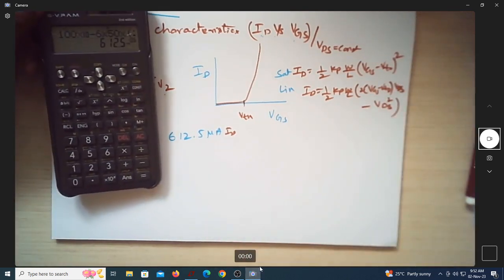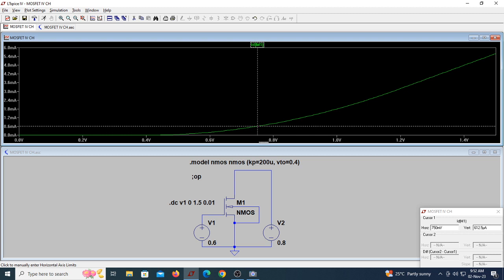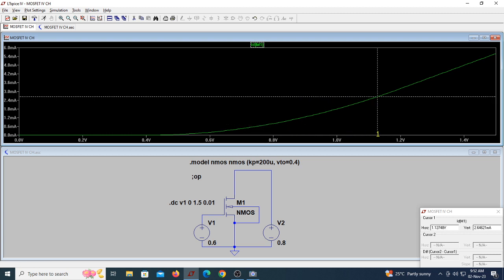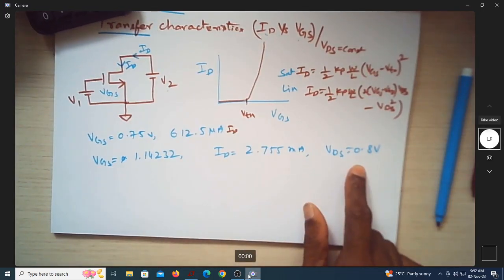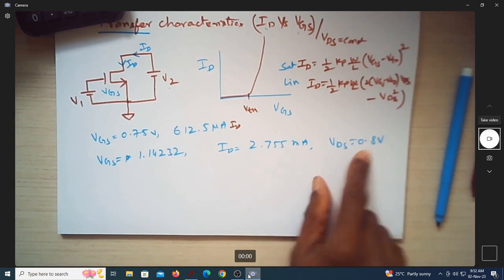Suppose you measure it here, so I'll go back here and measure it here. What is the voltage? VGS is 1.14232 volt. The current is 2.755 milliamperes, and we know that VDS is kept at 0.8 volt. So these are the specifications of that particular reading. VDS is 0.8.